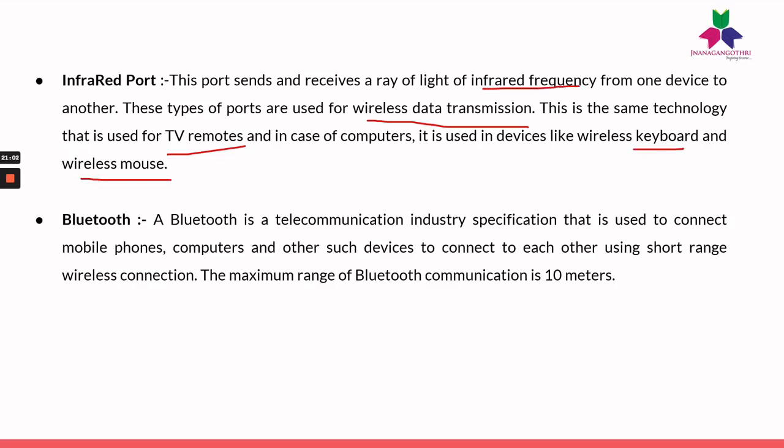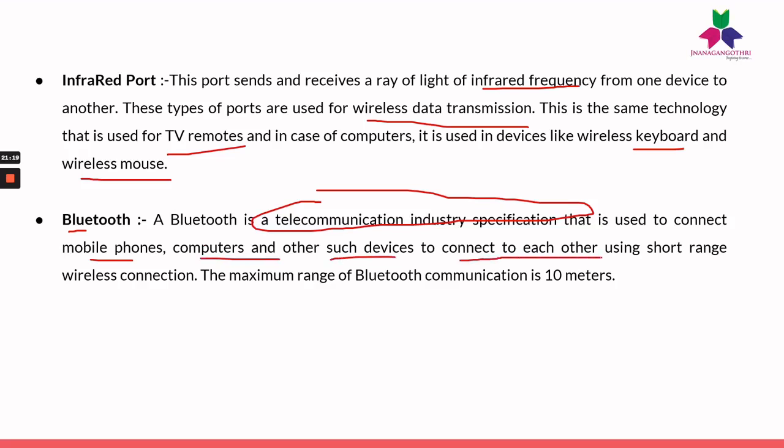Then we have Bluetooth. Bluetooth is one of the most common things that we all are aware of. Bluetooth is used in the telecommunication industry specification, that is, to connect mobile phones, computers and other devices to each other, maybe for call receiving purposes. This is a short range wireless connection, which means only a maximum range of 10 meters is possible in Bluetooth communication. They are not a trustworthy kind of connection, because it is short range and easily manipulated or accessed by other intruders.